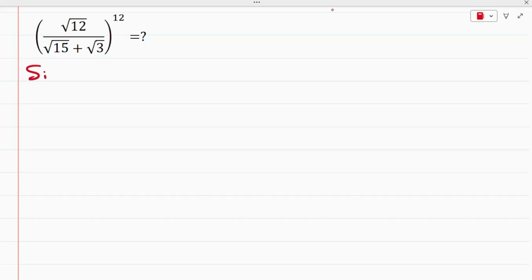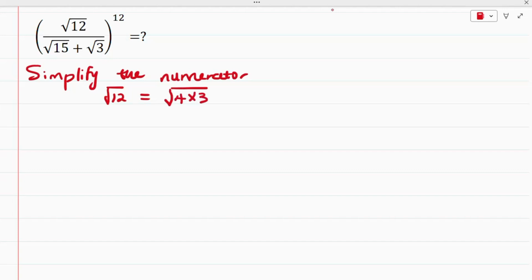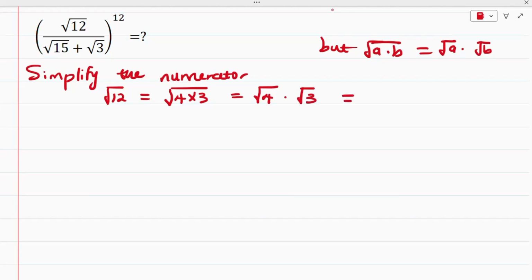So the first thing, guys, you want to do right now is to simplify the numerator. Simplifying the numerator, we have the numerator to be the root of 12 and this can be expressed as the square root of 4 multiplied by 3. But if we have the root of a multiplied by b, this is equal to the root of a multiplied by the root of b, right? So we have this to be equal to the root of 4 multiplied by the root of 3, and the root of 4 is 2, so we have it to be 2 root 3.